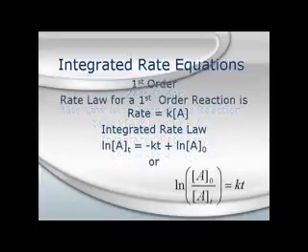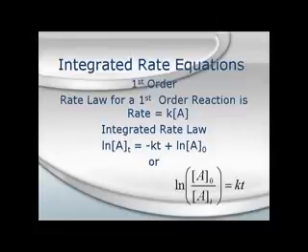For first order reactions, the rate is equal to the rate constant k times the concentration of A. The integrated rate law is ln, which is the natural log, of the concentration of A at time t, is equal to the opposite of the rate constant k times time plus the natural log of the initial concentration of A.